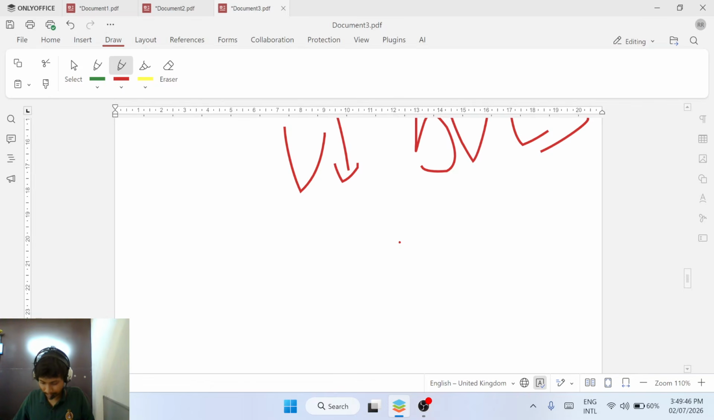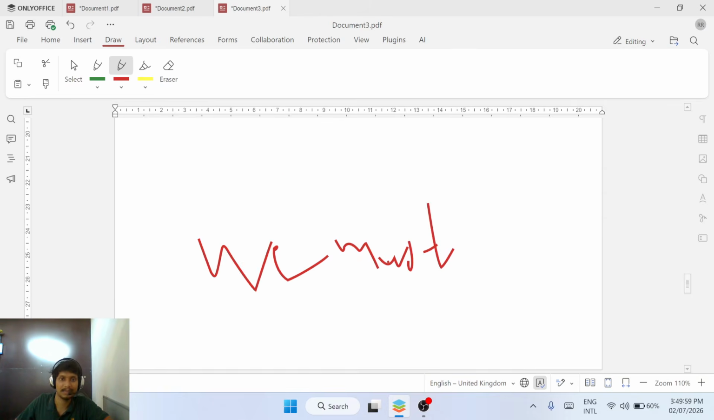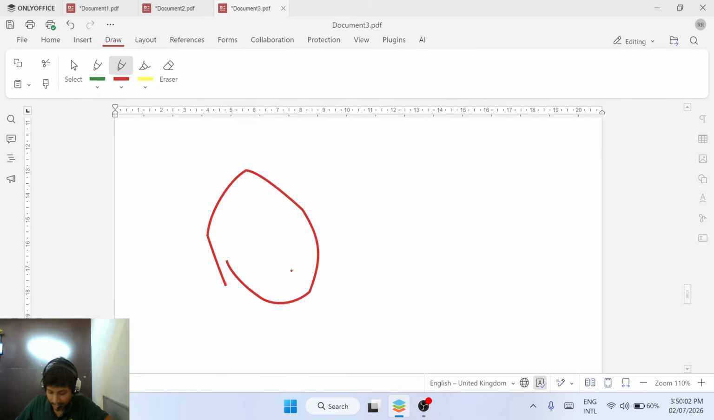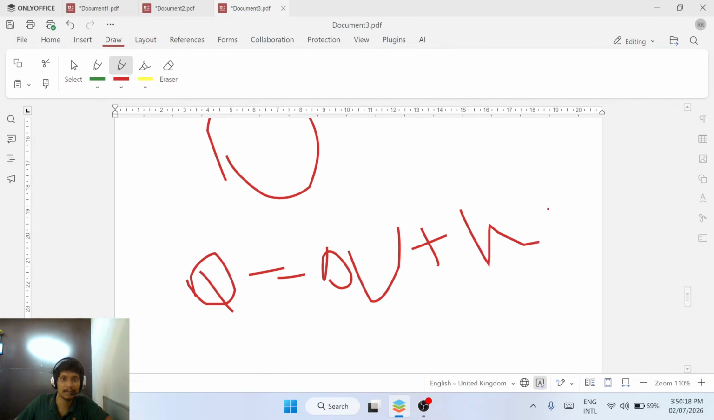We must be very careful to apply the non-flow energy equation to the system. Now we are discussing the non-flow energy equation. We must use the equation correctly. What is the equation? Q is equal to delta U plus W. Q is equal to delta U plus W.